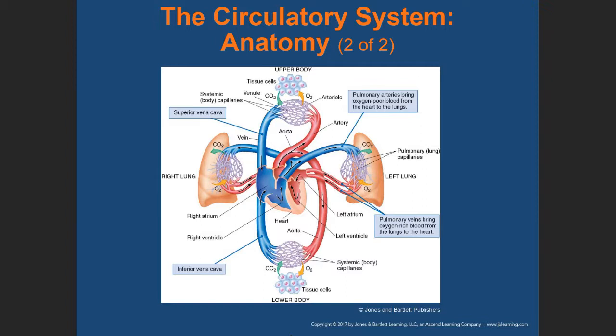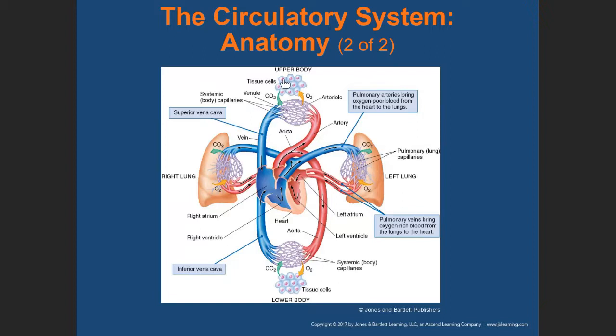All right, good. So now that we've looked at the structures, we're gonna follow the flow of blood through the circulatory system. We need to be able to follow that movement of the blood within the circulatory system. So let's start on the right side, right? We're gonna start on the deoxygenated side.